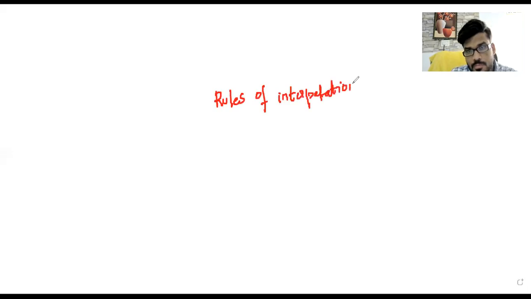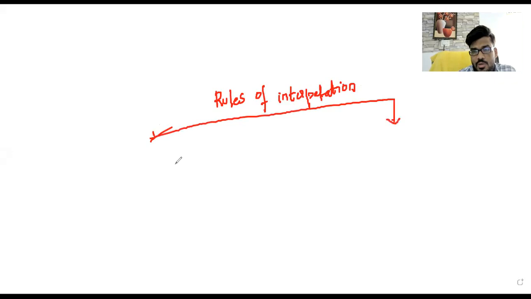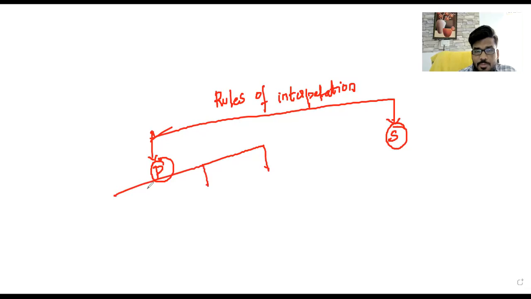So listen. In the last class, we discussed the concept related to the rules of interpretation. These rules of interpretation are broadly classified into two categories: one is the primary rules of interpretation, and the other is the secondary rules of interpretation. Generally, there are four primary rules of interpretation. What are those four primary rules?